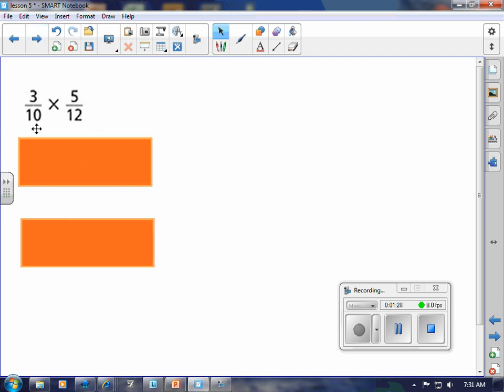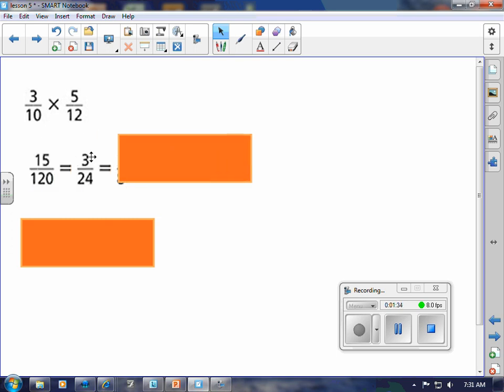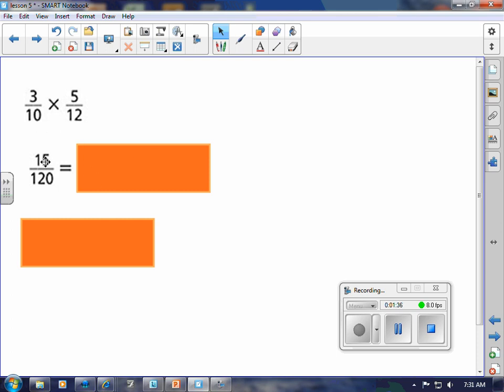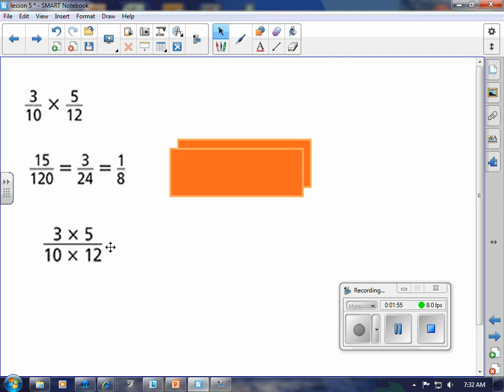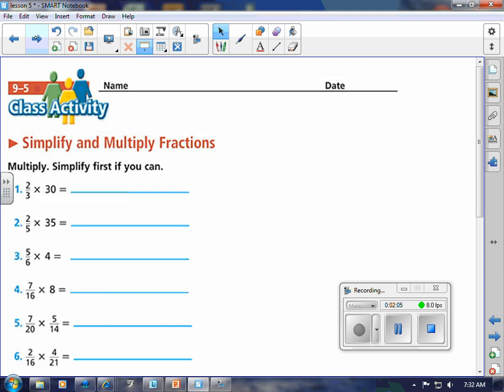So we've got 3/10 times 12/5. That can be rewritten like 15 over 120. I did 3 times 5 to get the 15, 10 times 12 to get the 120, and then simplify down. Okay, so this is just simplifying, right? Dividing it down, divide by 5, divide by 3. Another way to look at that is 3 times 5 over 10 times 12, which is what we did there. Okay, give a few a try here on this next page.